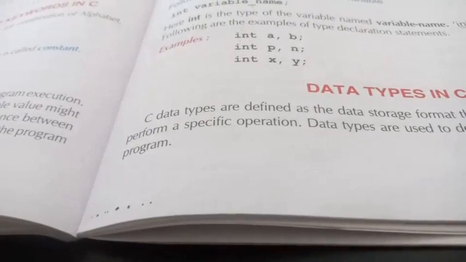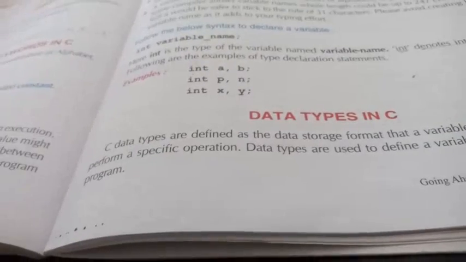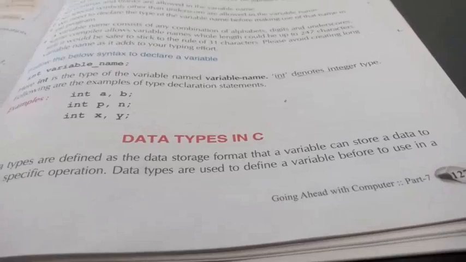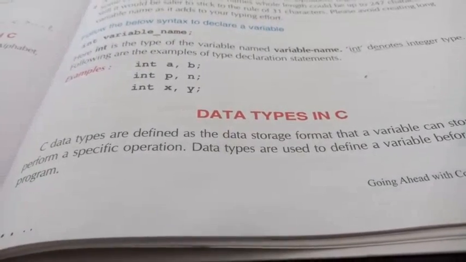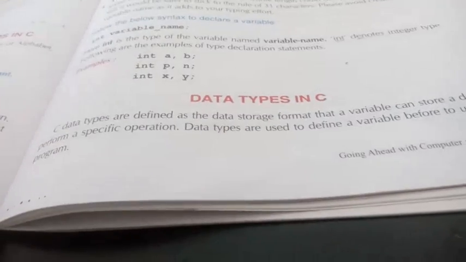C data types are defined as the data storage format that a variable can store to perform a specific operation. Data types are used to define a variable before using it in a program. So we will continue with this. So this is about the data type of data.